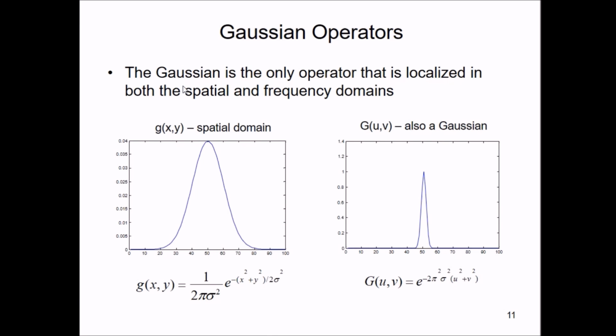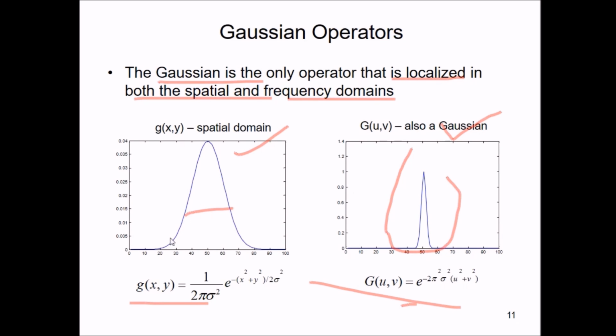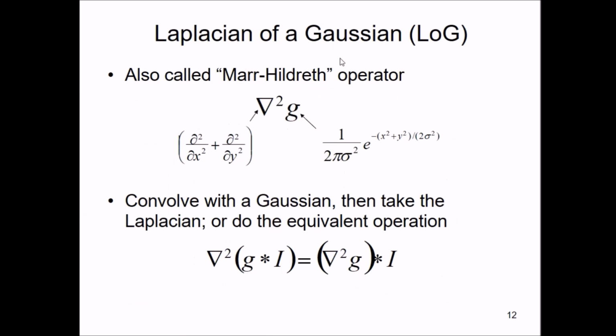Why are we interested in Gaussian operators? Because the Gaussian is the only operator that is localized in both the spatial and frequency domain. Let me read it for you again. This is a very important line. The Gaussian is the only operator that is localized in both the spatial and frequency domain. This is the spatial domain, this is the frequency domain. See, this is localized in both the domains, right? Even this, 1 by 2 pi sigma square e to the power minus x square plus y square by 2 sigma square, and again you have e to the power minus 2 pi square sigma square u square plus v square. So this is being localized. It becomes 0 somewhere, but the shape remains almost the same.